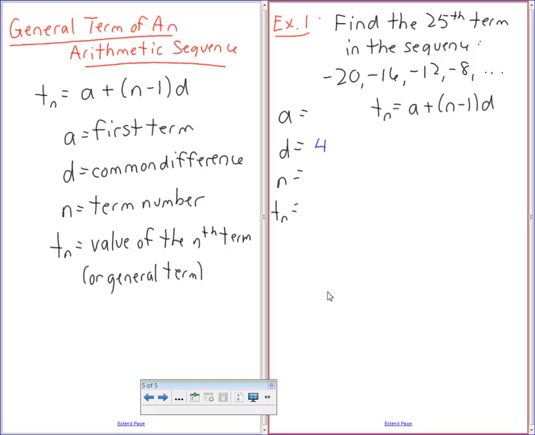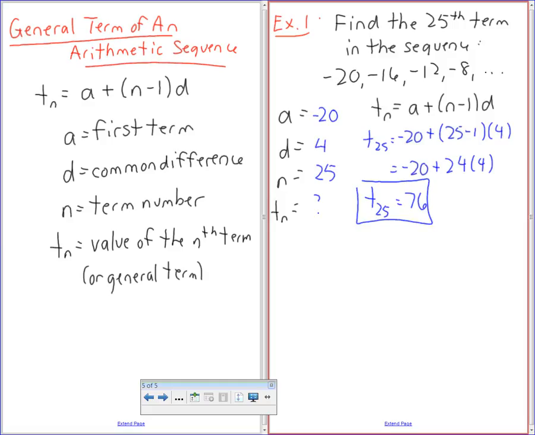A is negative 20. Very good. Chris, what else do I know? N is 25. Tn is unknown. Okay. Paul, can you sub everything into the equation for me, please? It is 24. I'm just going to write it like that, but that is 96, 225 equals 76.